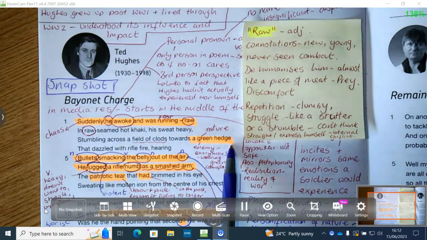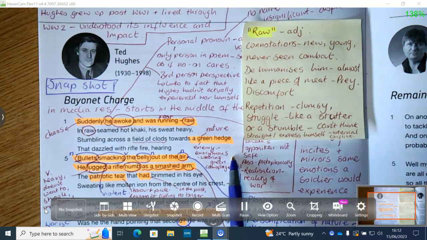Now, the green hedge again could be a metaphor for the enemy. They could be hiding in the green hedge. They could be wearing green as part of their camouflage. But again, the enemy is anonymous, and that seems to add to the pointlessness. He doesn't even know who he's fighting or what he's fighting. And nature seems to be the target of much of the violence. And we'll pick this up in this next quotation.